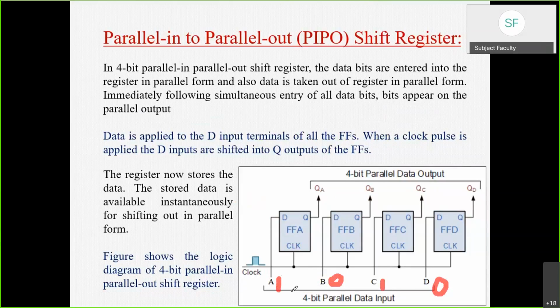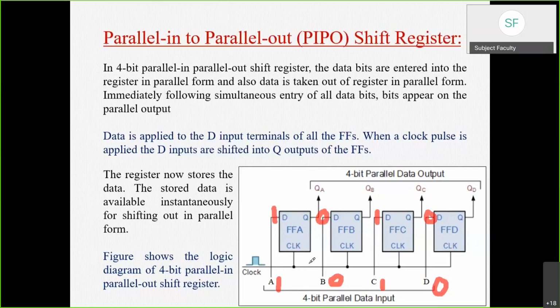Okay, I am applying the sequence 101 to the 4-bit parallel in, parallel out shift register, that is the PIPO shift register. So basically this is my input A, B, C, D. Now I have assigned them the values. So A is nothing but the input to the first flip-flop, B is the input to the second flip-flop, C is the input to the third flip-flop, and D is the input to the fourth flip-flop.